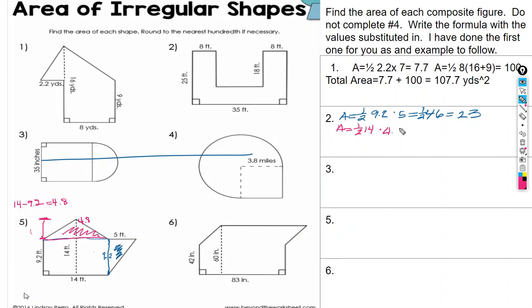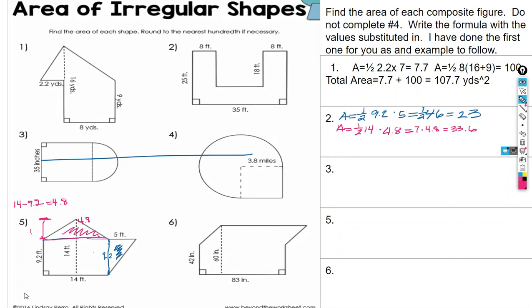So let's, 4.8. And that is equal to, let's see, half of 14 is 7 multiplied by 4.8. Now you don't have to type all this in. As you can see, I just put the numbers in and put the answer, but I'm solving it at the same time. So, okay, so then we have 7 multiplied by 4.8, which is 33.6. Okay, so there's that area.